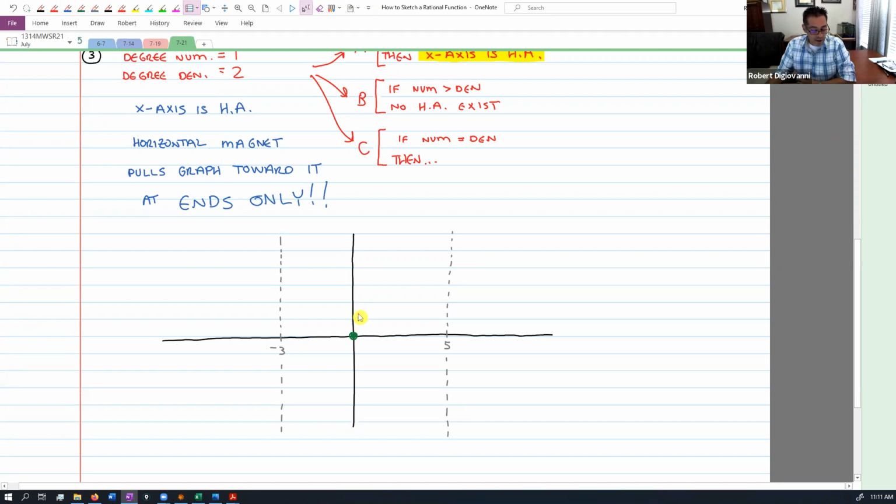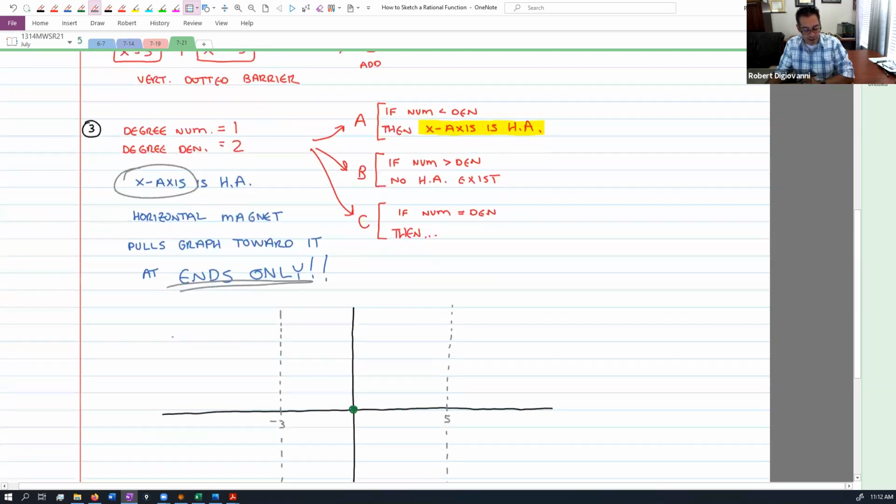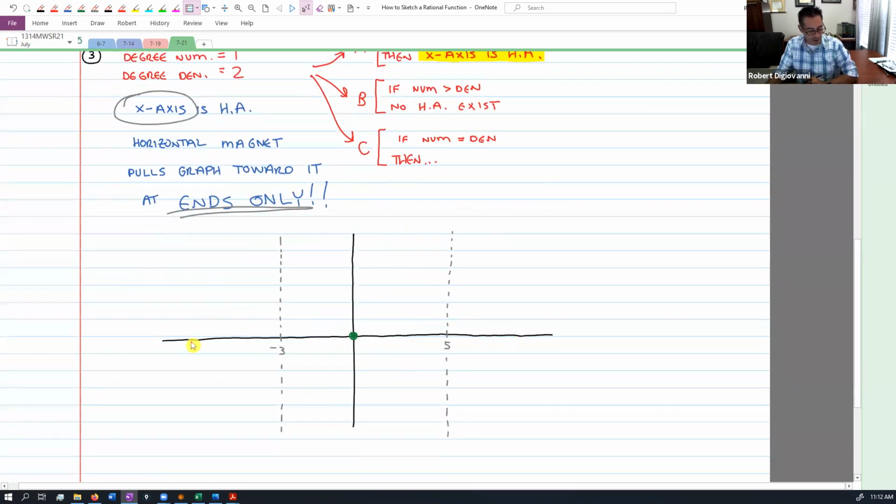All right, the next thing I know is that the third step told me that I have a horizontal asymptote, which is the x-axis, but it's only at the ends, okay? It's at the ends only. So what I'm going to do is on the left end, on the x-axis, I'm going to extend it with a dotted line. And on the right end, I'm going to extend it with a dotted line. I'm just going to remember that these dotted lines are going to act like magnets and they're going to pull the graph towards it as I try and draw the graph. So that's all steps 1, 2, and 3 put on a piece of paper. Any questions on that?